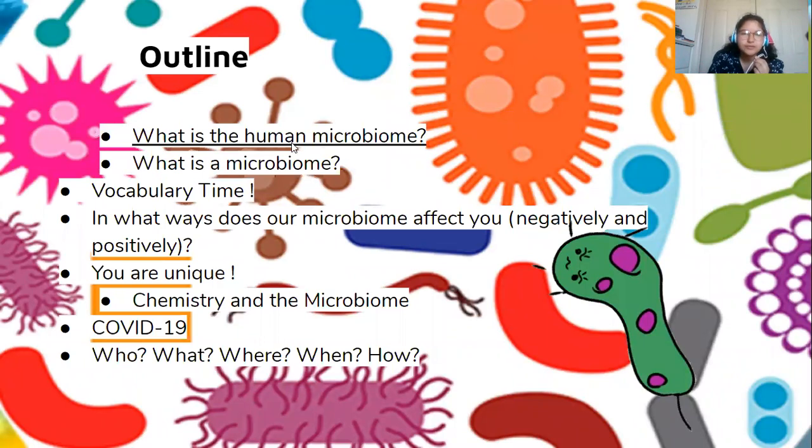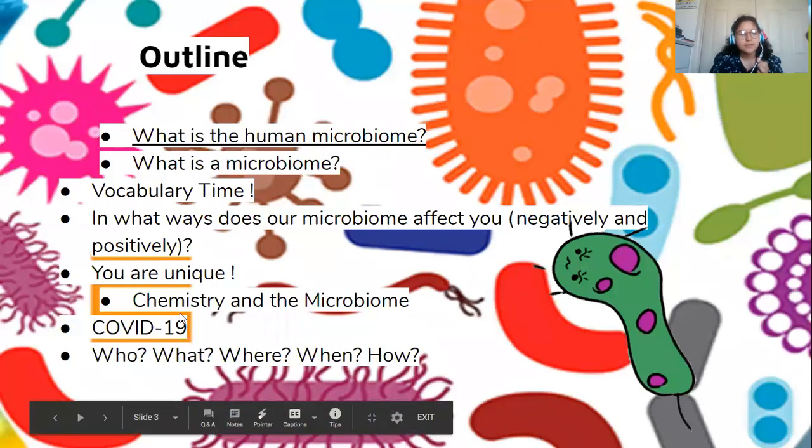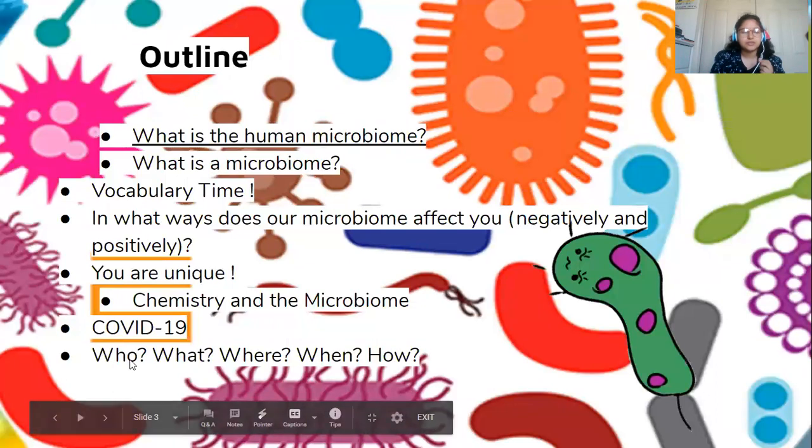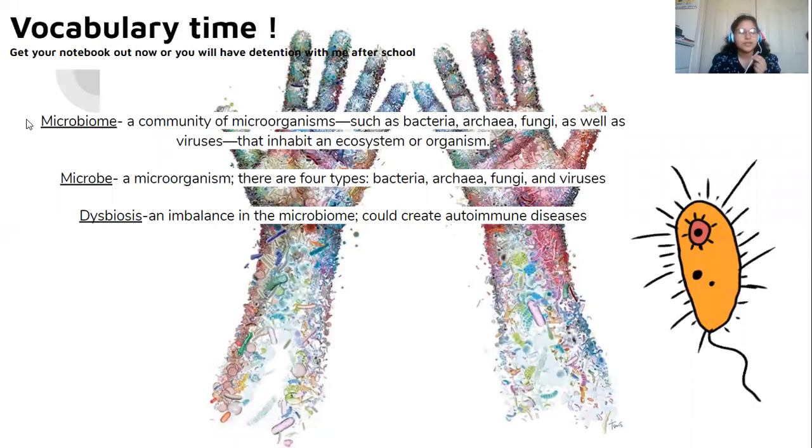So this is the outline for my presentation, for my lecture. We'll be going over what the human microbiome is, what a microbiome is in general. We'll go over some vocab words. Then we'll go over in what ways our microbiome affects us negatively and positively. Then after that, we'll talk about how unique every single person's microbiome is. Then we'll talk about how chemistry and the microbiome relate. Then we'll go over COVID-19 and how it connects to my research topic. Then lastly, we'll talk about who, what, where, when, and how, which is just a bit of history having to do with my research.